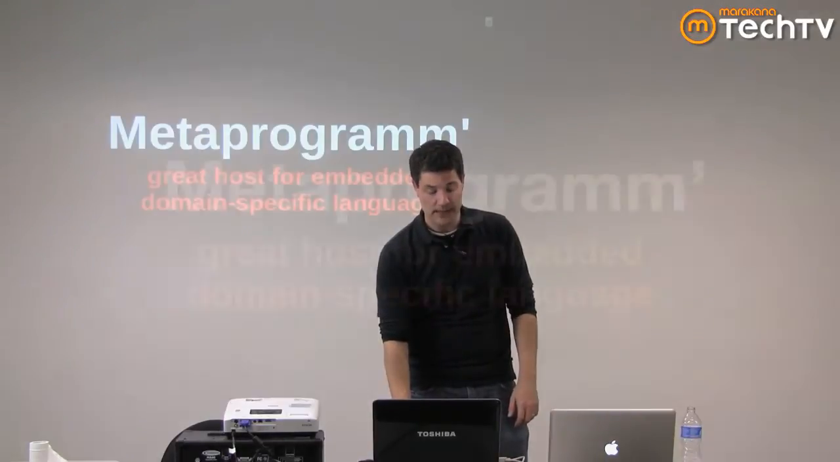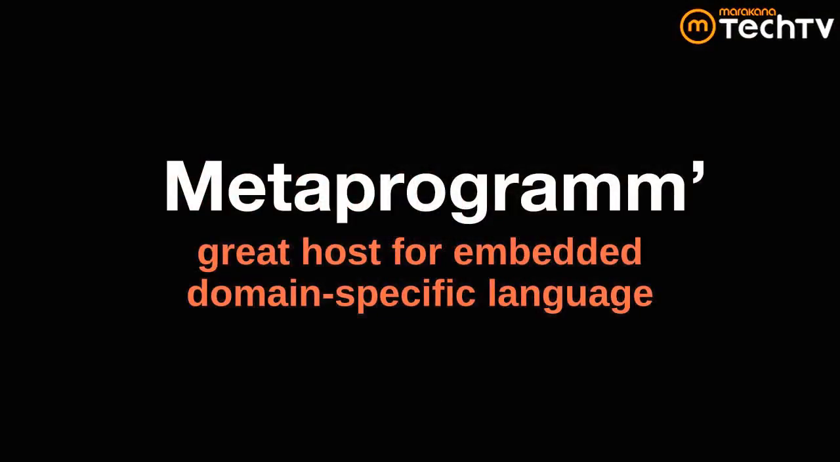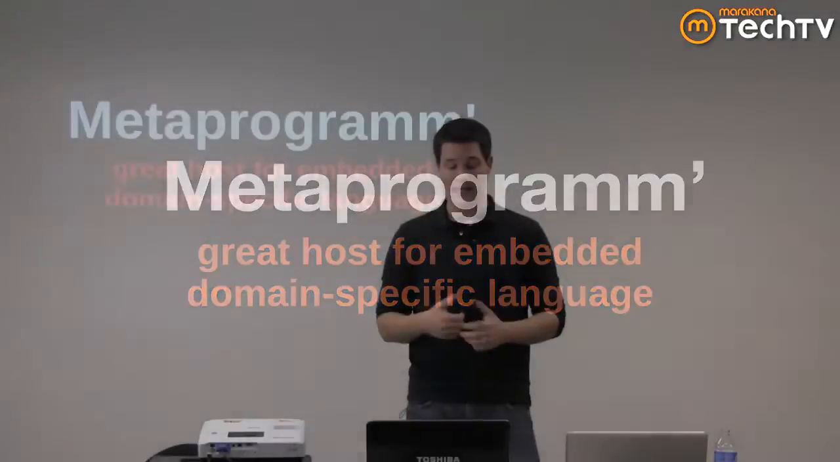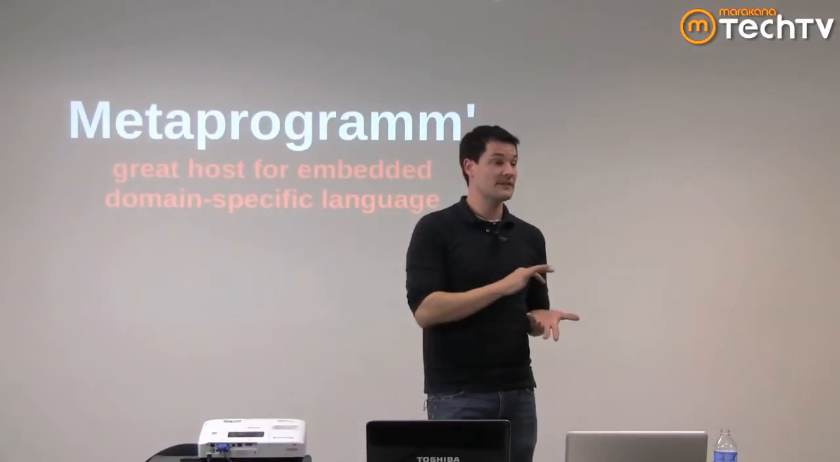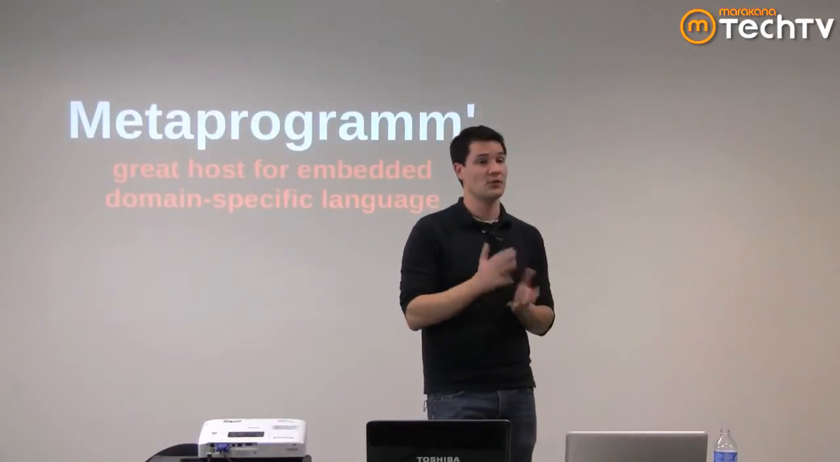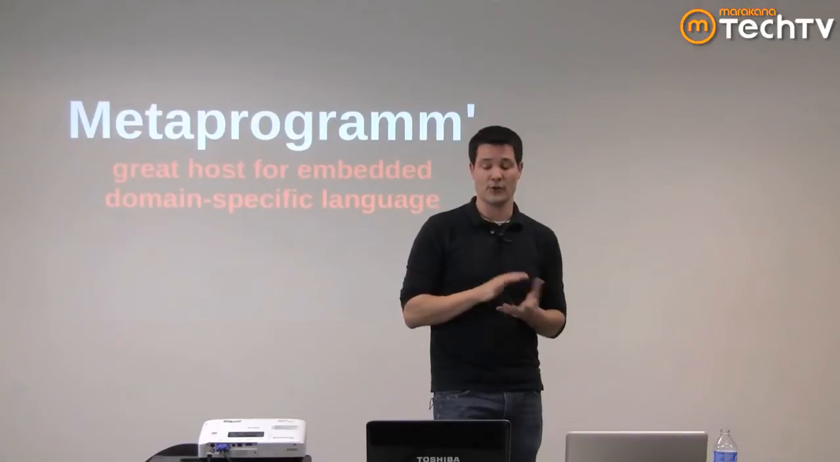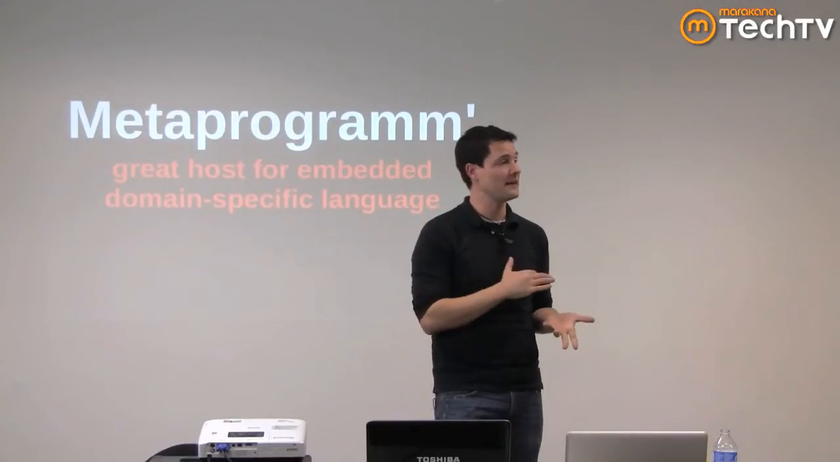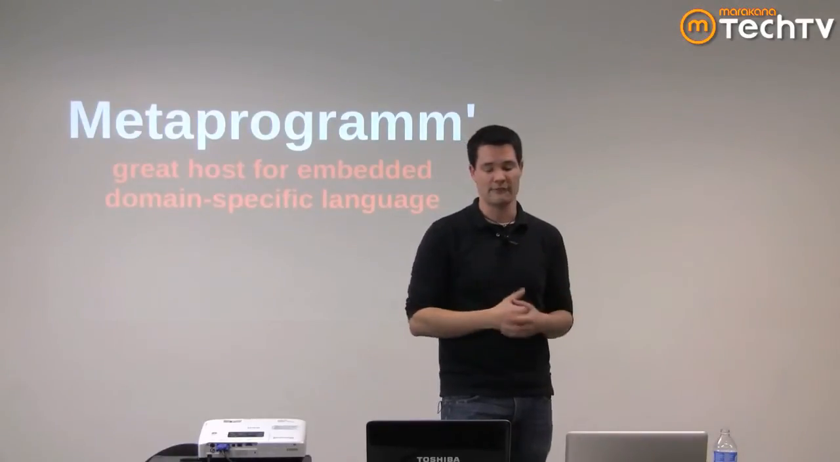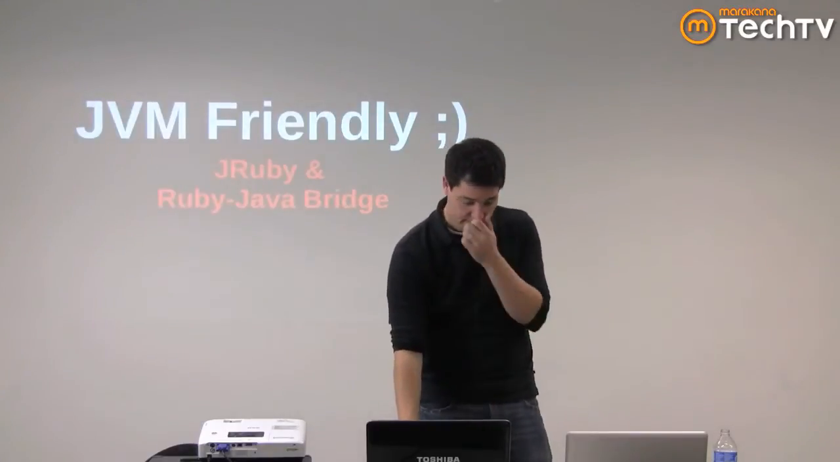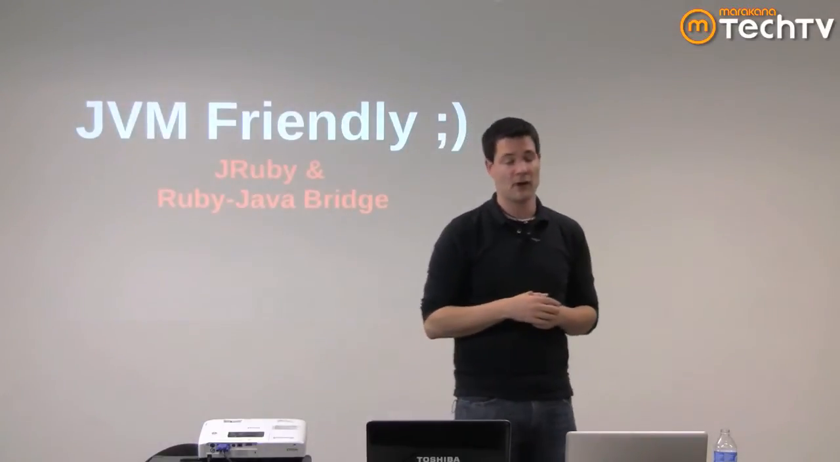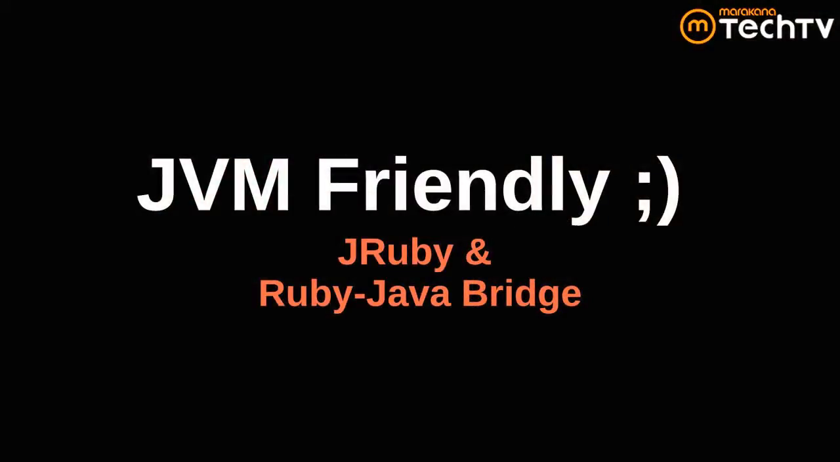It has very good metaprogramming capabilities that are very accessible for casual programmers, so you don't have to be a rocket scientist to use the metaprogramming facilities. More specifically, the metaprogramming facilities in Ruby allow you to build domain-specific languages that look like they're native to the language. And Ruby happens to be a very JVM-friendly language.